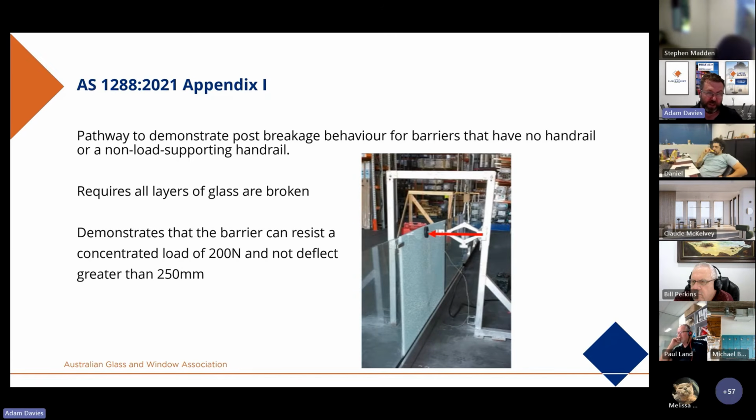I will also mention that the testing should be representative of the intended temperature application. So in some cases where barriers are exposed to very high temperatures, that can affect the performance of the interlayer. So it may be appropriate that the Appendix I test is done at a temperature representative of the installation.